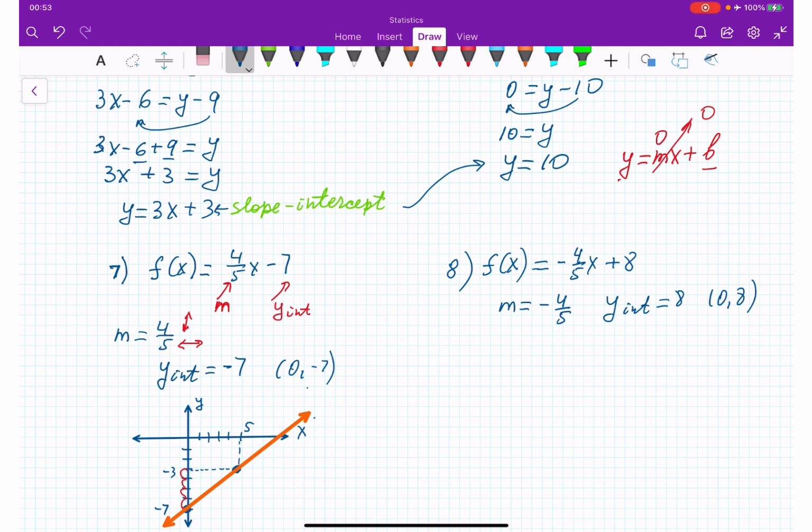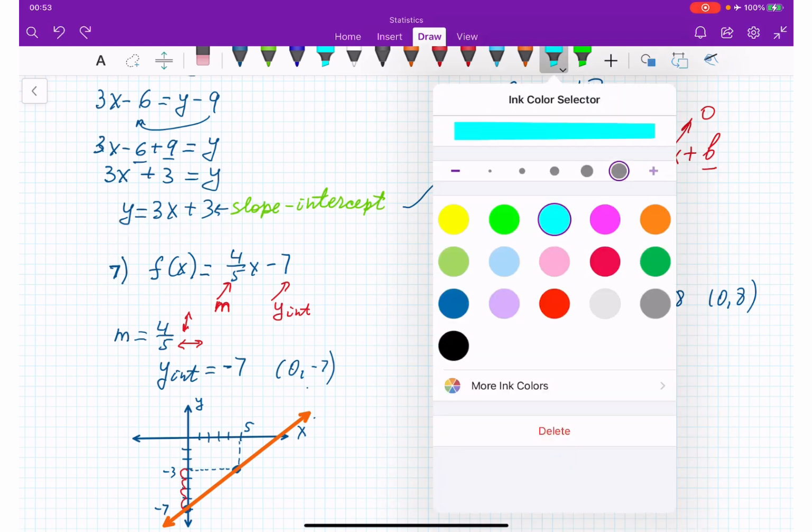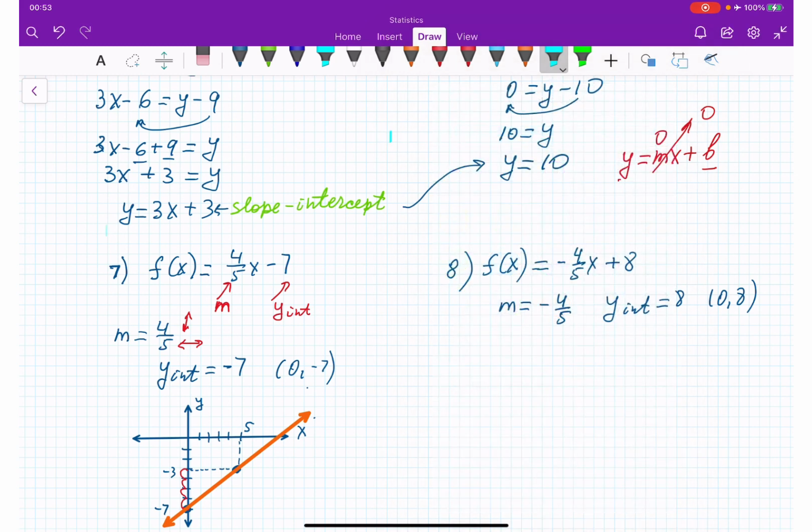I would like to invite your attention to something. Not in all cases is the slope going to be negative 4 over 5x. Only if the equation is given in the slope-intercept format. That's why in previous problems we learned to bring the equation to slope-intercept format like this one. Slope-intercept format. Okay.